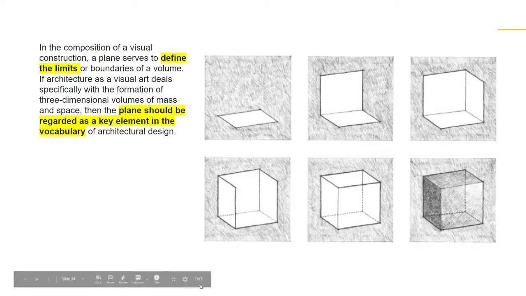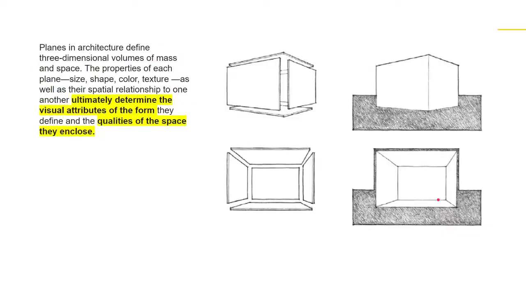So let's understand it in relation to a built environment. Here you have your perimeter wall, so you have your four walls, and then whenever you enclose it, it becomes a form, so it actually takes shape. So planes in architecture define the three-dimensional volumes of mass and space.